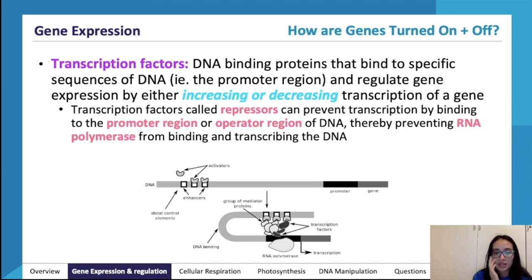So you can see you've got activators binding to enhancer regions, and this leads to high levels of transcription. You may have repressors binding to operator regions, and this may suppress transcription and actually prevent transcription from occurring, thus downregulating a particular gene.